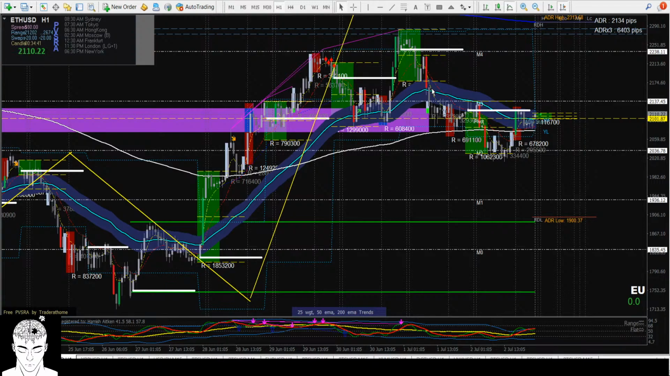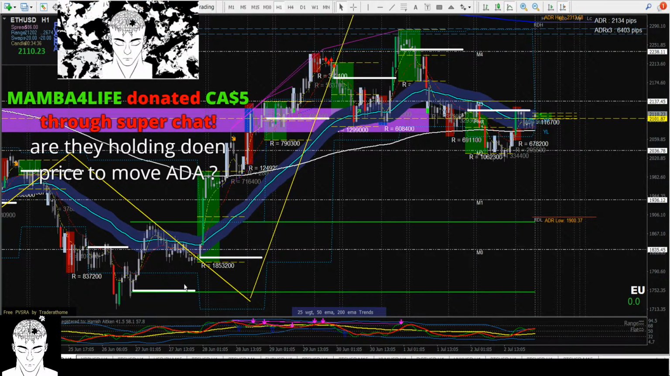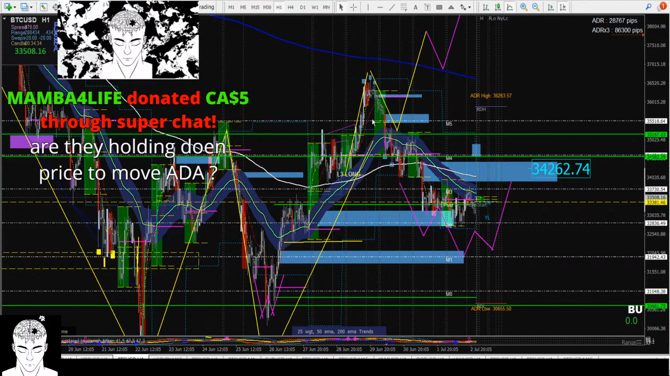Of all the move that has happened to the downside with Bitcoin and Ethereum, you only see 1, 2, 3 vector candles. That's all you're seeing. Look at Bitcoin, man. So many more vector candles.